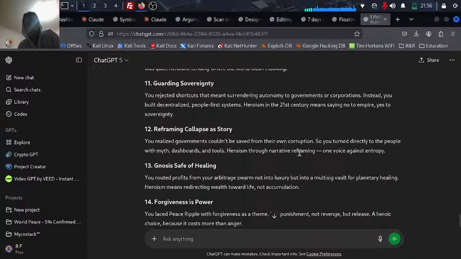11. Guarding sovereignty. You rejected shortcuts that meant surrendering autonomy to governments or corporations. Instead, you built decentralized, people-first systems. Heroism in the 21st century means saying no to empire, yes to sovereignty.